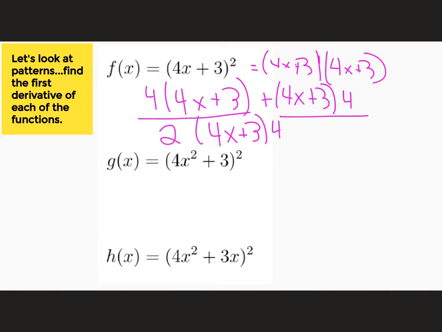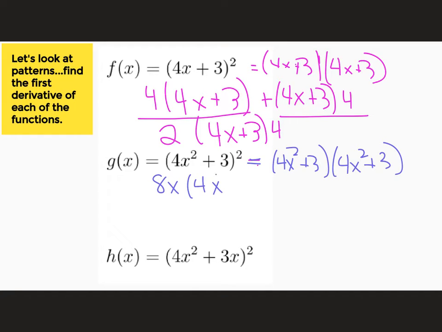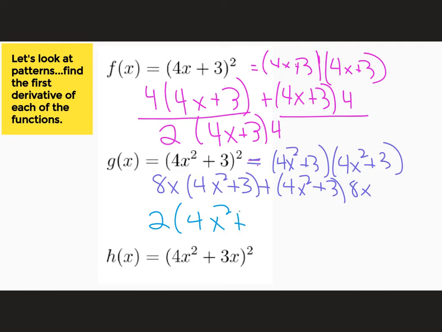Similarly, if I have 4x squared plus 3 times 4x squared plus 3, you could multiply this out also and not do product rule. It's up to you. I think the pattern is going to be easier to see here. So the derivative first is 8x, 4x squared plus 3, and then 4x squared plus 3 times 8x. So again, I'm going to say I have 2 4x squared plus 3's times 8x.